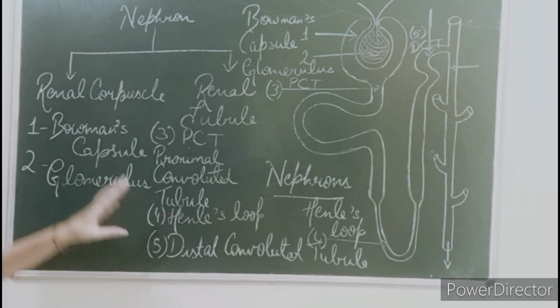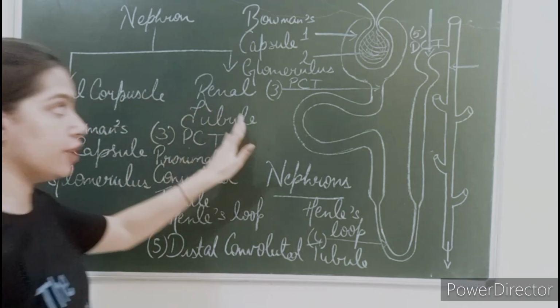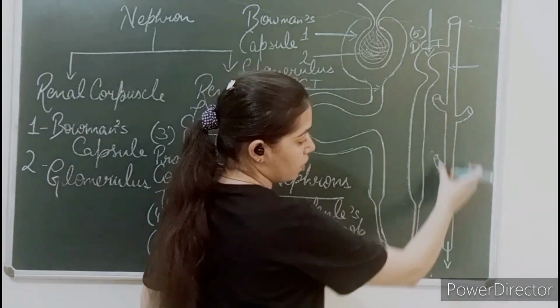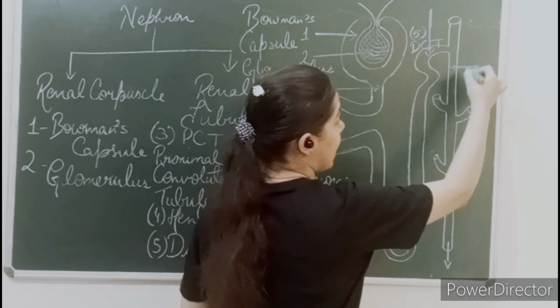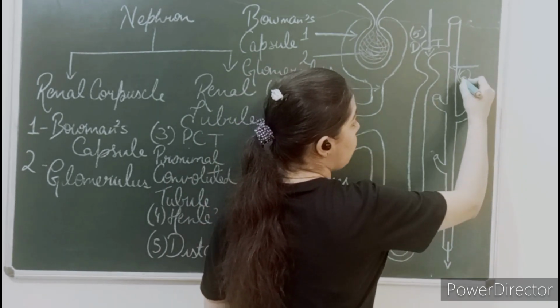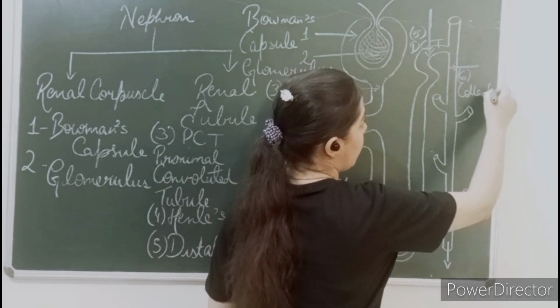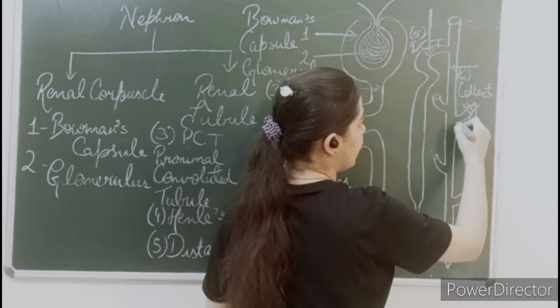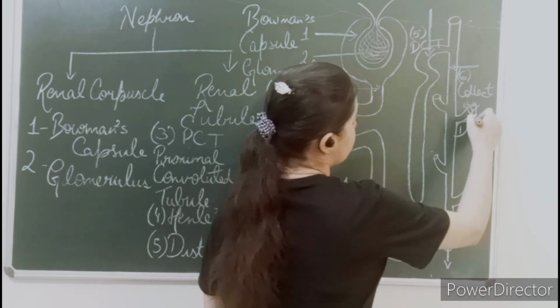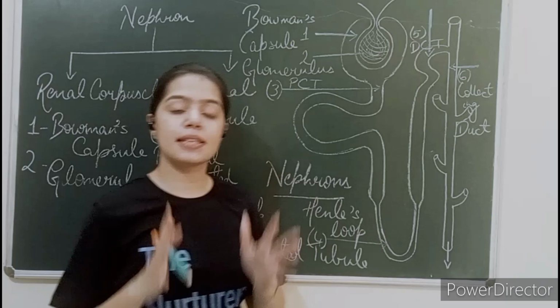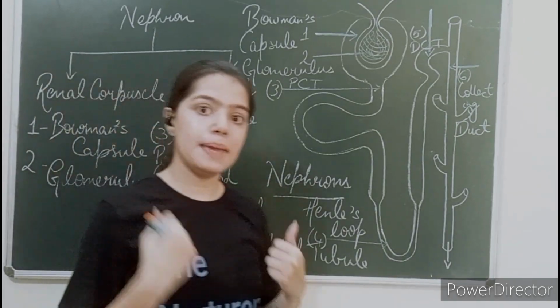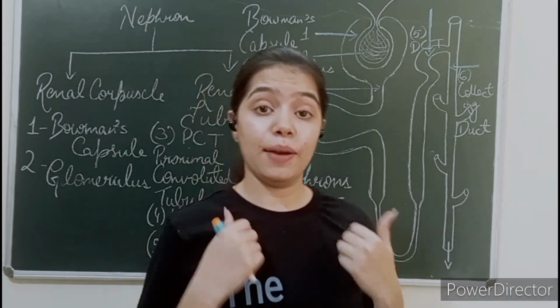Last, which is neither part of the renal corpuscle nor the renal tubule, we have this thin tube-like structure, the sixth one, and we will call it the collecting duct. What will we call it? Collecting duct. So basically, these 6 parts together make up the structure of the nephron. And what are these 6 parts?